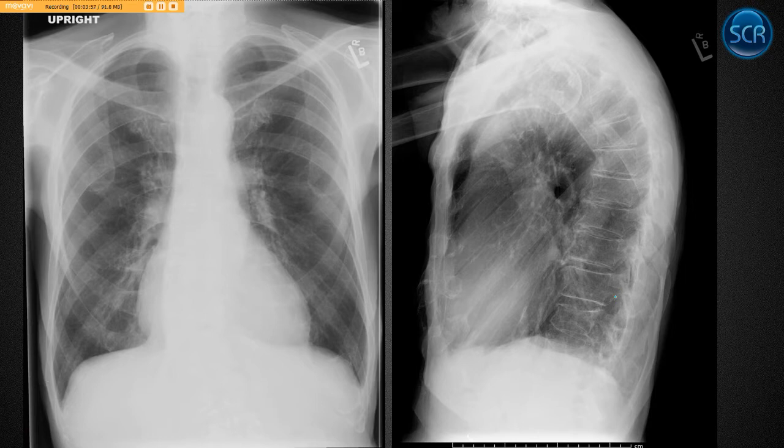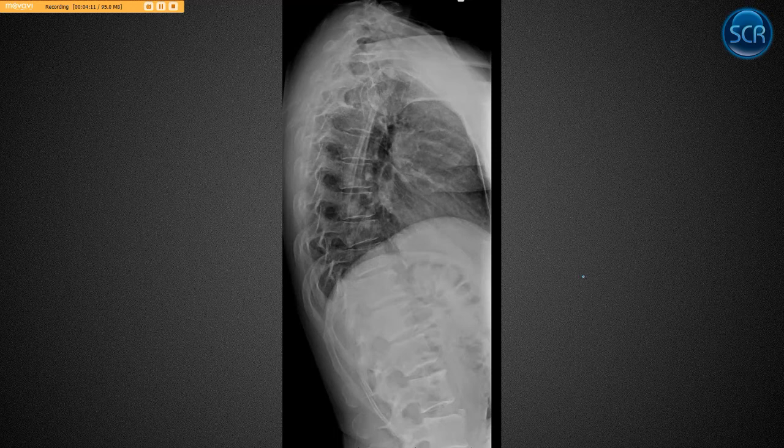So these people probably should get an MRI for further assessment when you have a compression fracture, to see A, if it's acute, B, if it involves the central canal, and C, if there's some underlying lesion predisposing the person to these compression fractures.